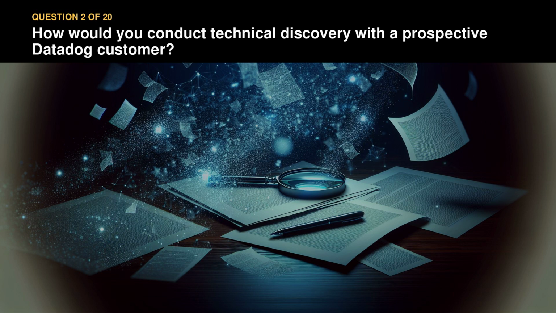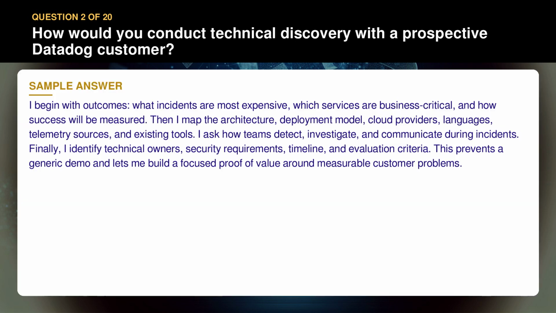Question 2. How would you conduct technical discovery with a prospective Datadog customer? I begin with outcomes. What incidents are most expensive, which services are business critical, and how success will be measured. Then I map the architecture, deployment model, cloud providers, languages, telemetry sources, and existing tools. I ask how teams detect, investigate, and communicate during incidents. Finally, I identify technical owners, security requirements, timeline, and evaluation criteria. This prevents a generic demo and lets me build a focused proof of value around measurable customer problems.